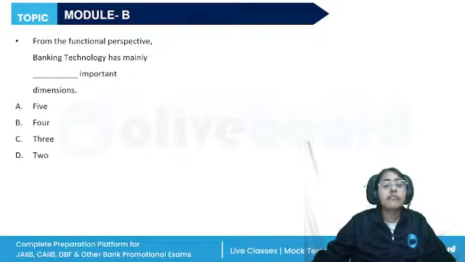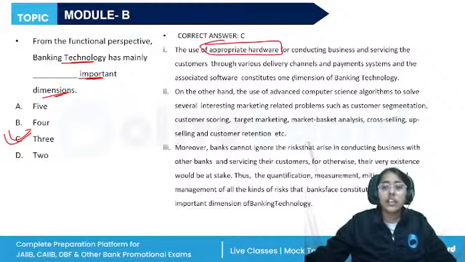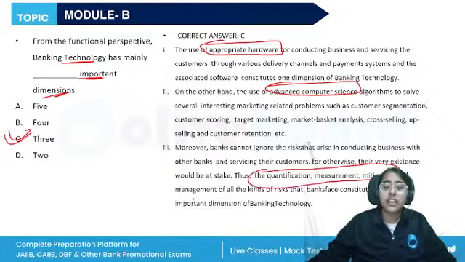Next, from the functional perspective, banking technology has mainly dash important dimensions. How many dimensions are there in banking technology? So, three dimensions are there: use of appropriate hardware, use of advanced computer science, and conducting business for the quantification, measurement, and mitigation of the risk.